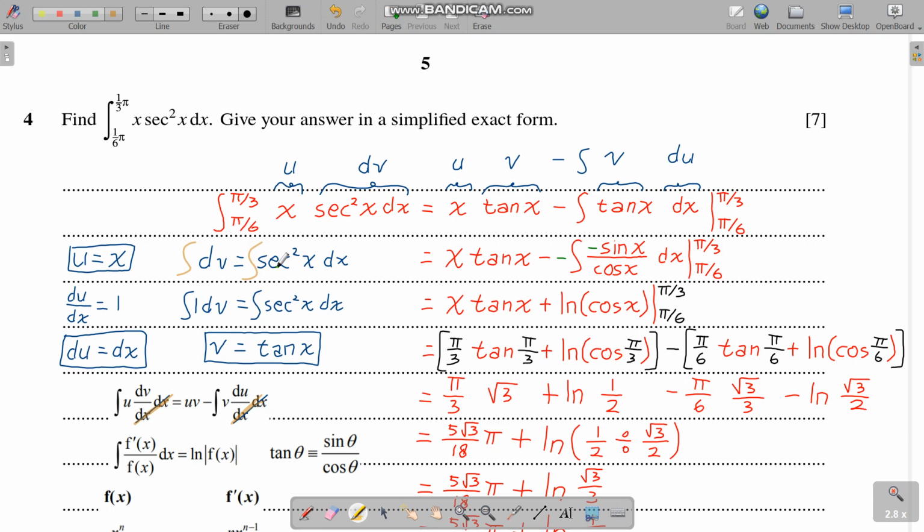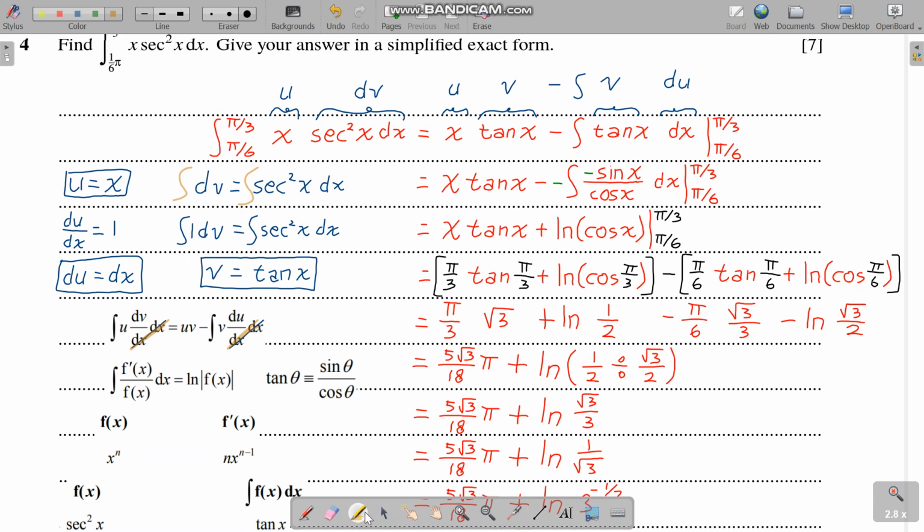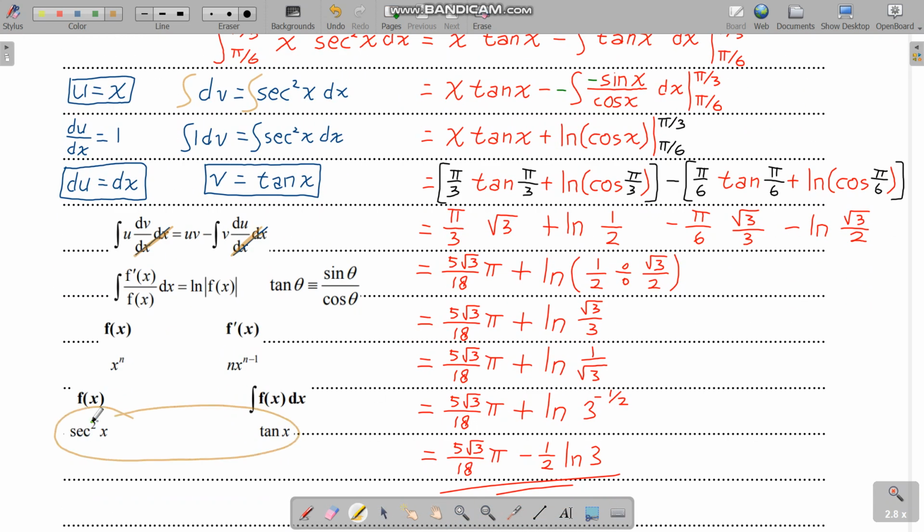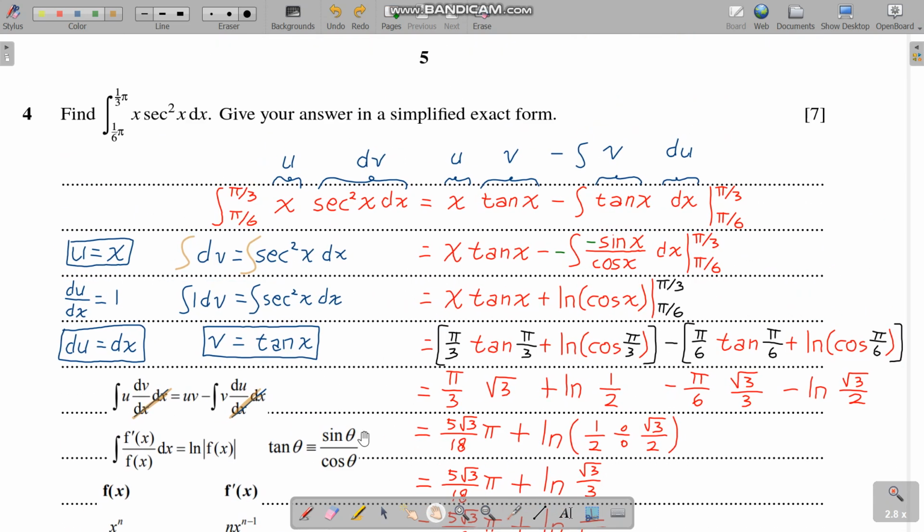The integral of secant squared is, using the MF19 formula, tangent x. Okay, so this is the formula. Secant squared becomes tangent. So after integrating, we have just tangent, and the integral of dv is just v. So we have everything. We substitute the u and the v and the v again and the du, and we have to integrate one more time.